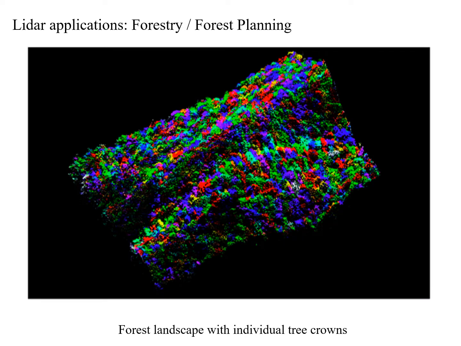And here's a landscape where they've used LiDAR to identify individual tree crowns. Each one of those has been colored so that it has a unique color relative to its neighbor.